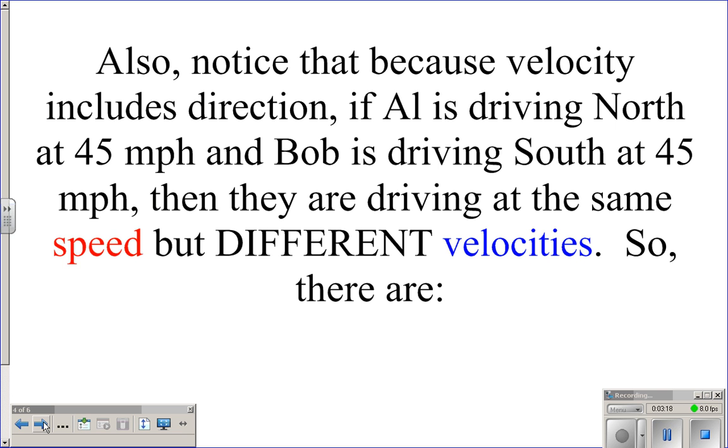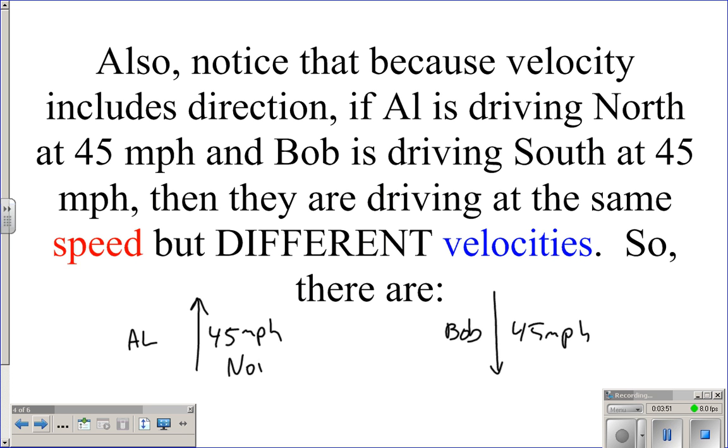I guess the other big difference to notice is this, that because velocity includes direction, if Al is driving north at 45 miles an hour, so here's Al, 45 miles per hour, see, I did it, sloppy, miles per hour, and Bob is driving south at 45 miles per hour, then they both have the same speed, right? They're both going 45 miles an hour, but their velocities are different, all right? Because Al is going 45 miles an hour north, so his velocity would be 45 miles an hour north.